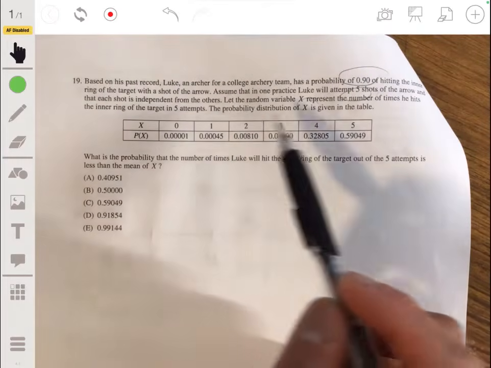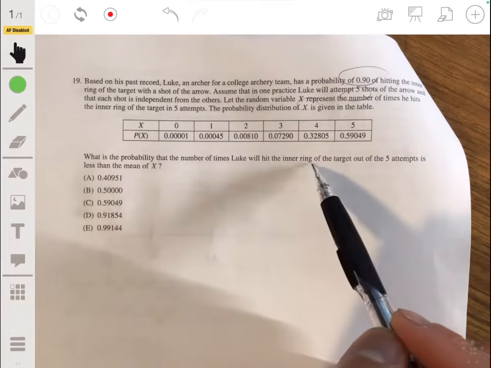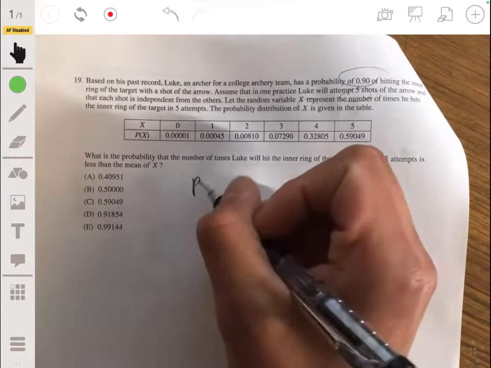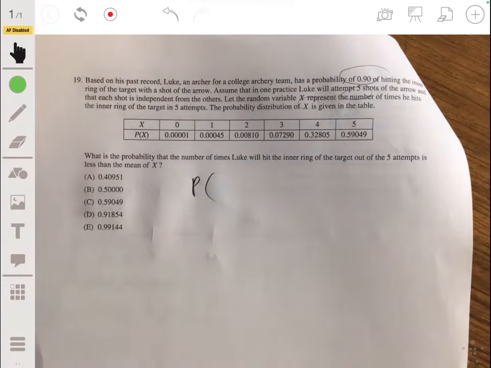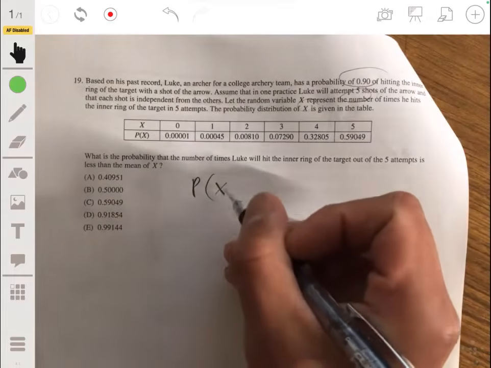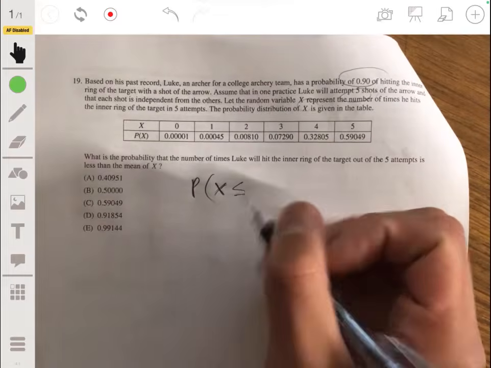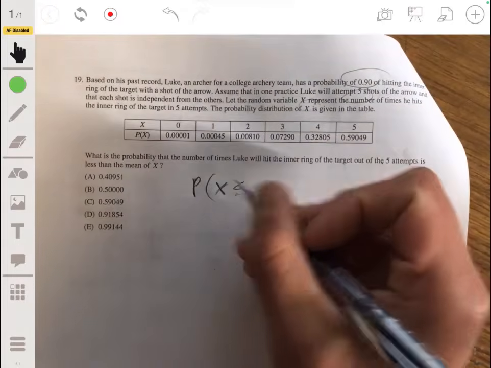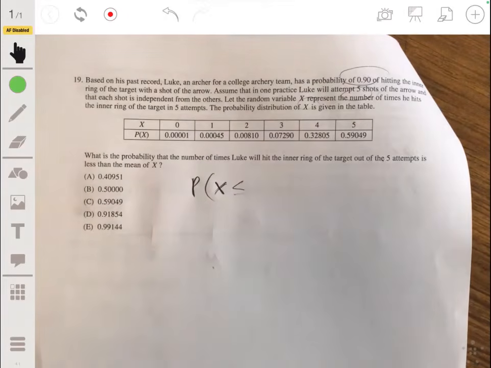So here are the possible x values, and here are their corresponding probabilities. What's the probability that the number of times Luke will hit the inner ring of the target out of 5 attempts is less than the mean of x? So what's the probability that Luke will have an x value less than the mean of x? We have to find what the mean of x is.